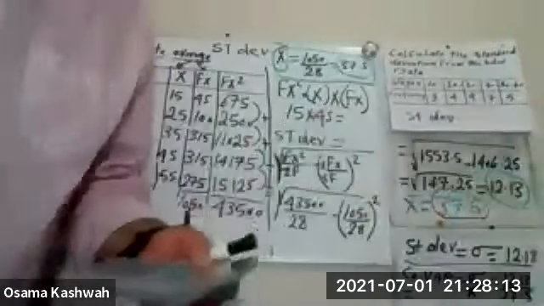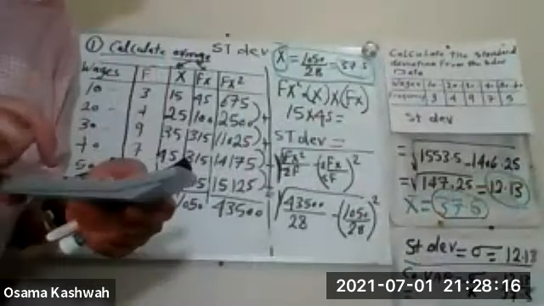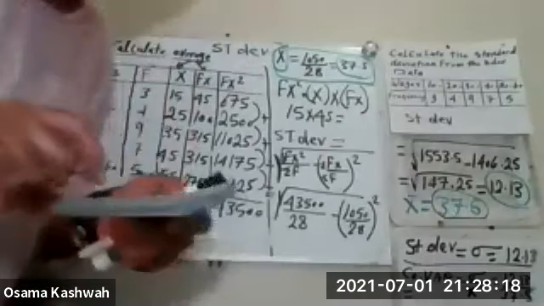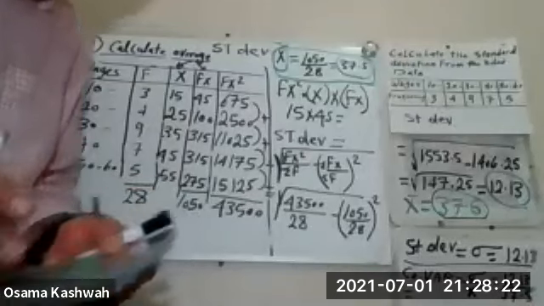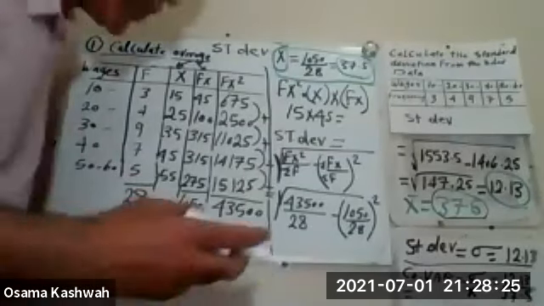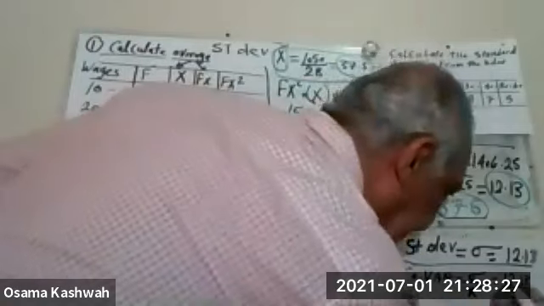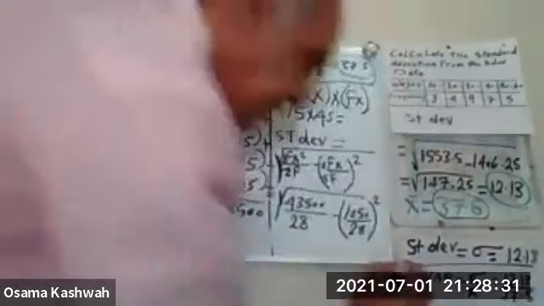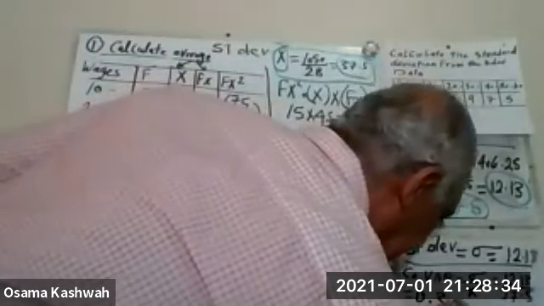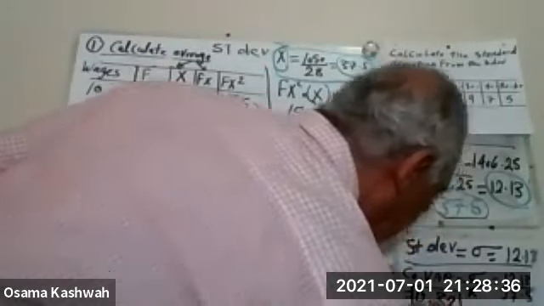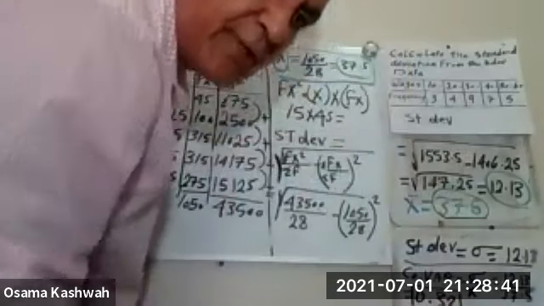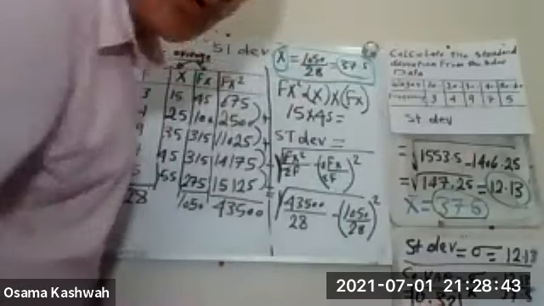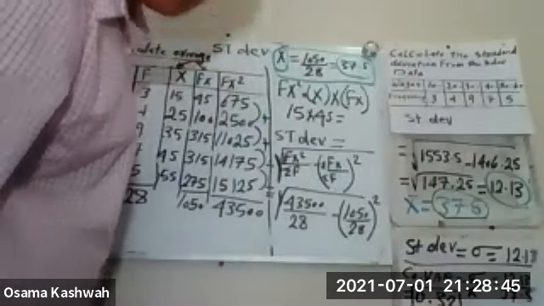12.13 divided by 37.5 will equal 0.32. At the end, 1213 by 37.5 equals 0.32. And this is the coefficient of variation. We call it the coefficient of variation.